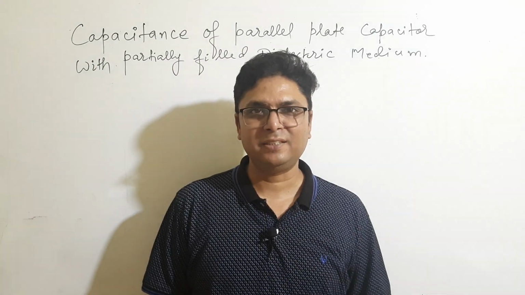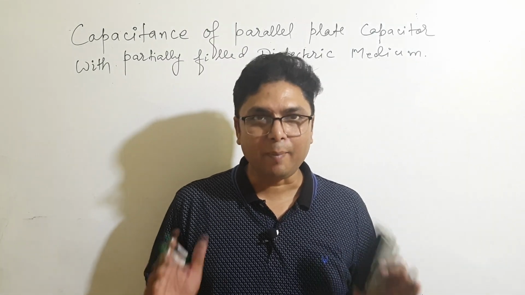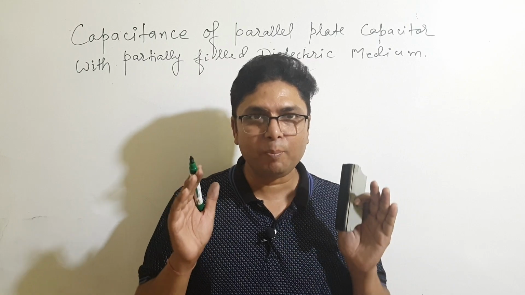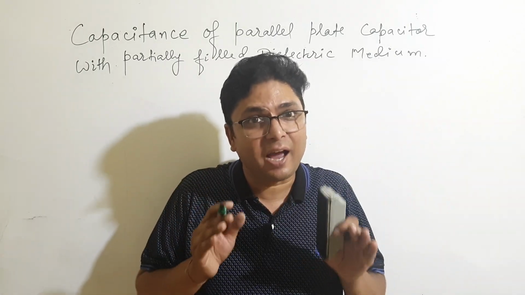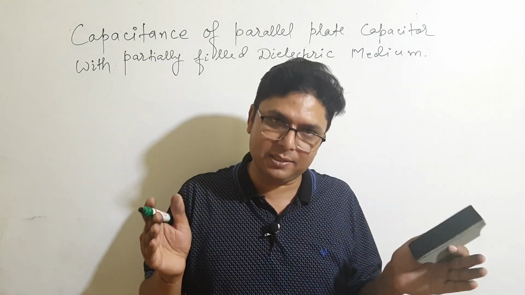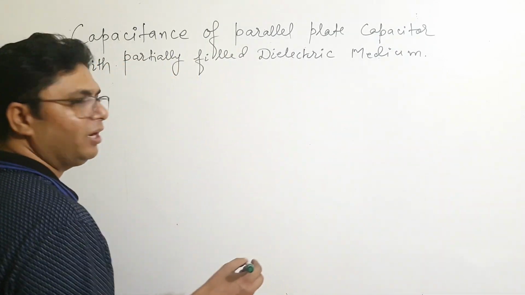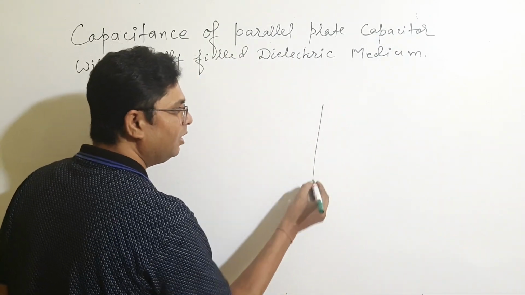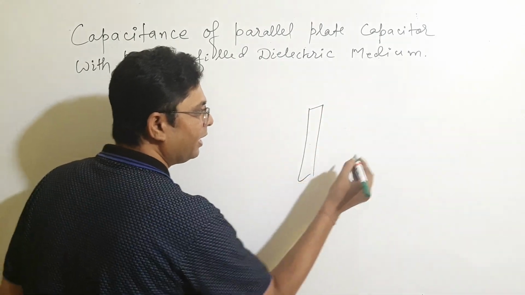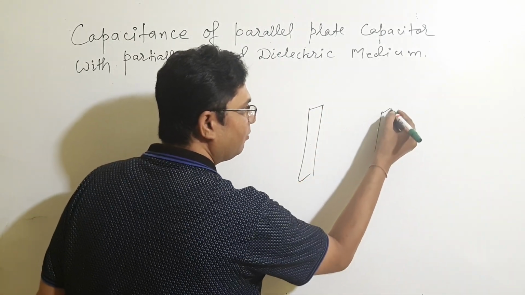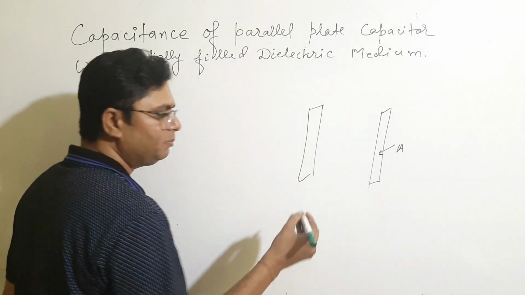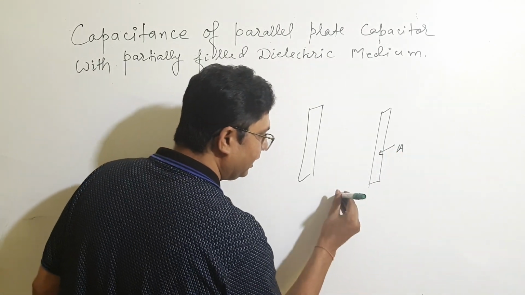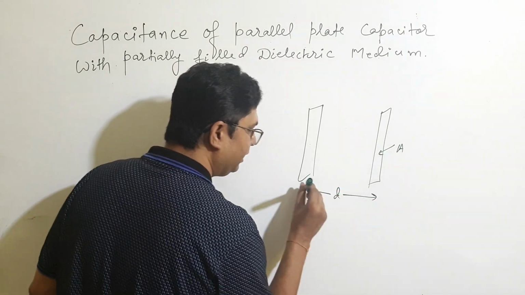Friends, let's learn the capacitance of a parallel plate capacitor with a partially filled dielectric between the plates. For this, we require a capacitor of plate area A. Let the plate area of the capacitor be A, and the distance between the plates be D.